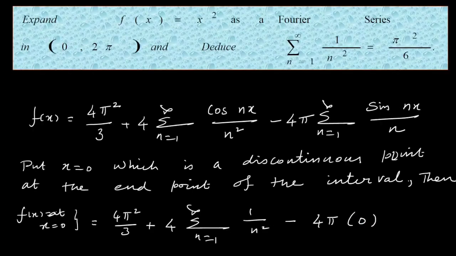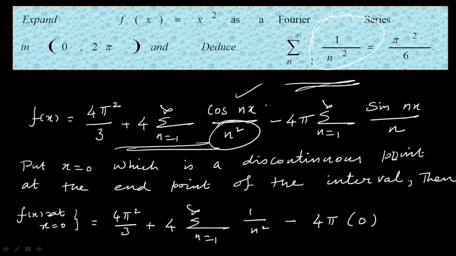Now let me move into the deduction part. In this part we have to deduce the series sigma n varies from 1 to infinity, 1 over n square, is equal to pi square by 6. This is what we are going to deduce. Look at the general form we have just derived for the given function f of x equal to x square. In the deduction part, the series has the denominator n square, so we have to deduce the cosine series.